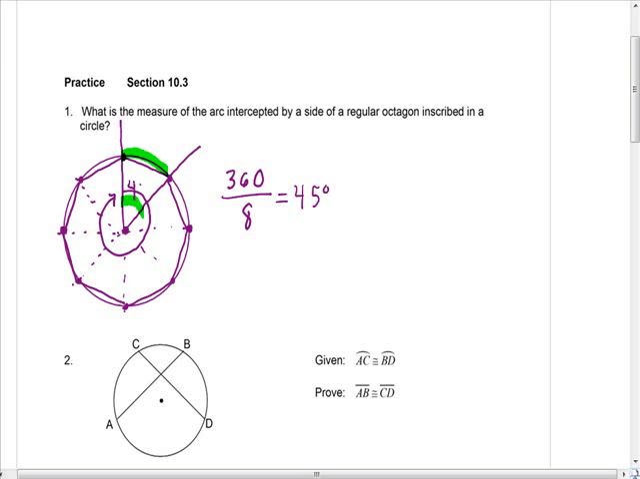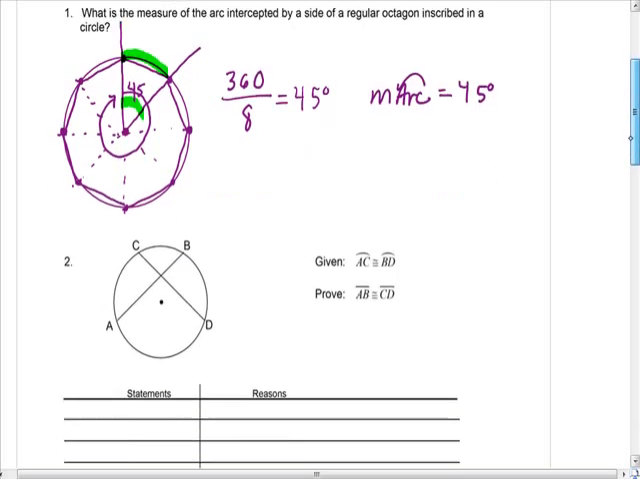So I know that now this angle is 45. Well, if the central angles are 45, we know that arcs have the same measure as their central angle. So you could say then that the measure of the arc is equal to 45 degrees. Okay. Now, number 2, we have our only proof. Are there questions? All right.